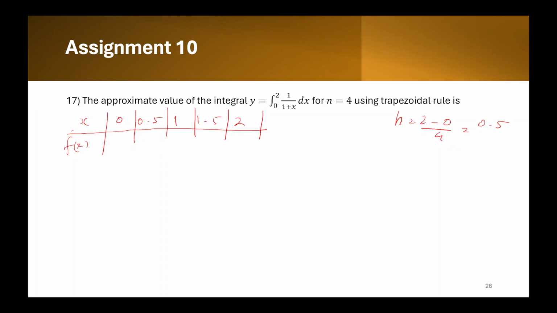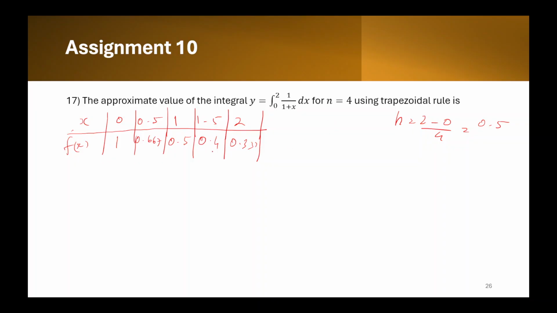1 by 1 will be 1 only. 1 by 1.5, we get 0.667. 1 by 2 will be 0.5. 1 by 2.5, we get 0.4. And 1 by 3, we get 0.33. So this is a decreasing function, you can see.